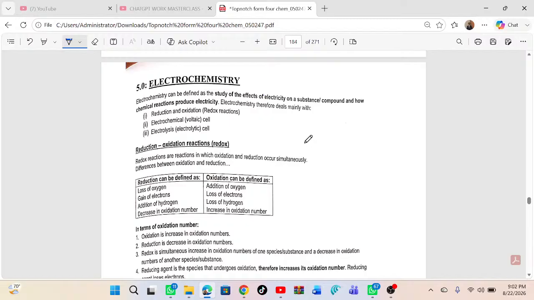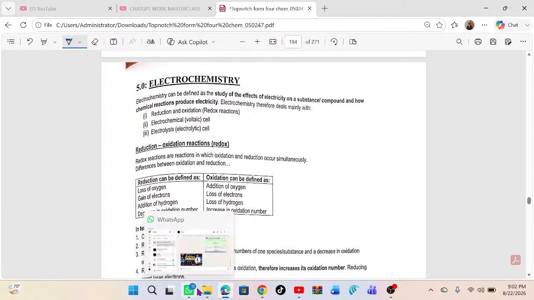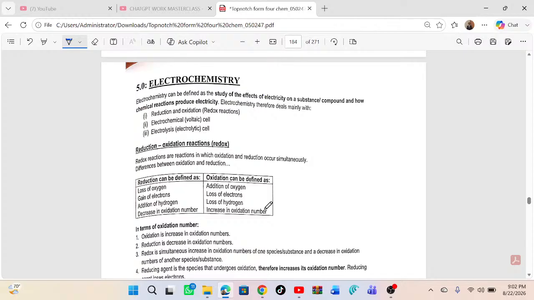So tonight we are going to look at a very important topic, that's electrochemistry. It's among the physical chemistry that you have to know. So electrochemistry is just the study of the effect of electricity on substances or compounds and how chemical reactions are produced.